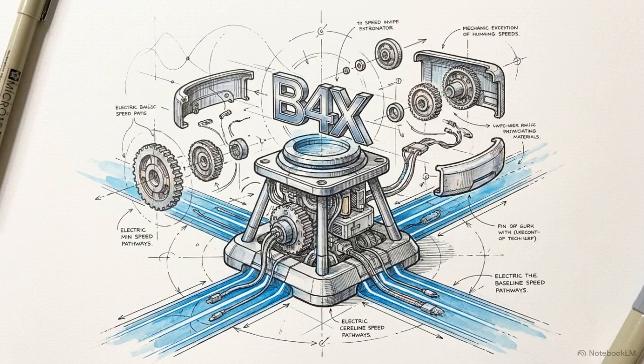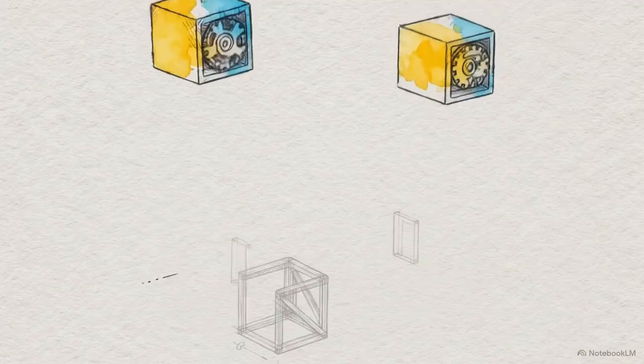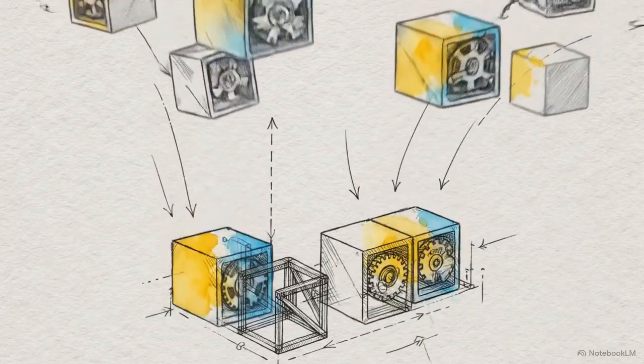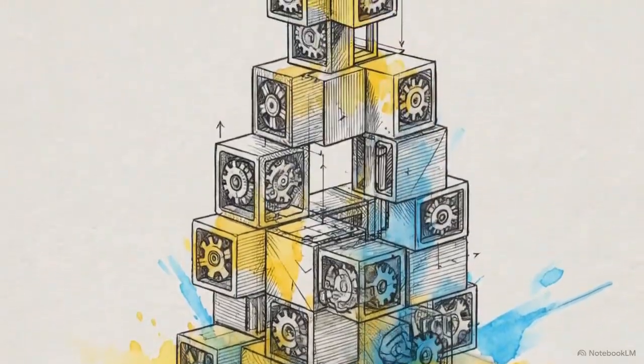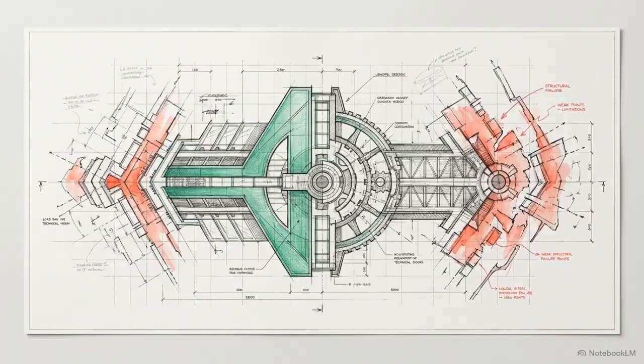The B4X ecosystem, covering B4A, B4J, and B4I, is built for speed. It has a long-standing reputation as a high-velocity environment where developers can rapidly stack components to build functional, cross-platform applications. But as projects grow, a structural limitation appears.